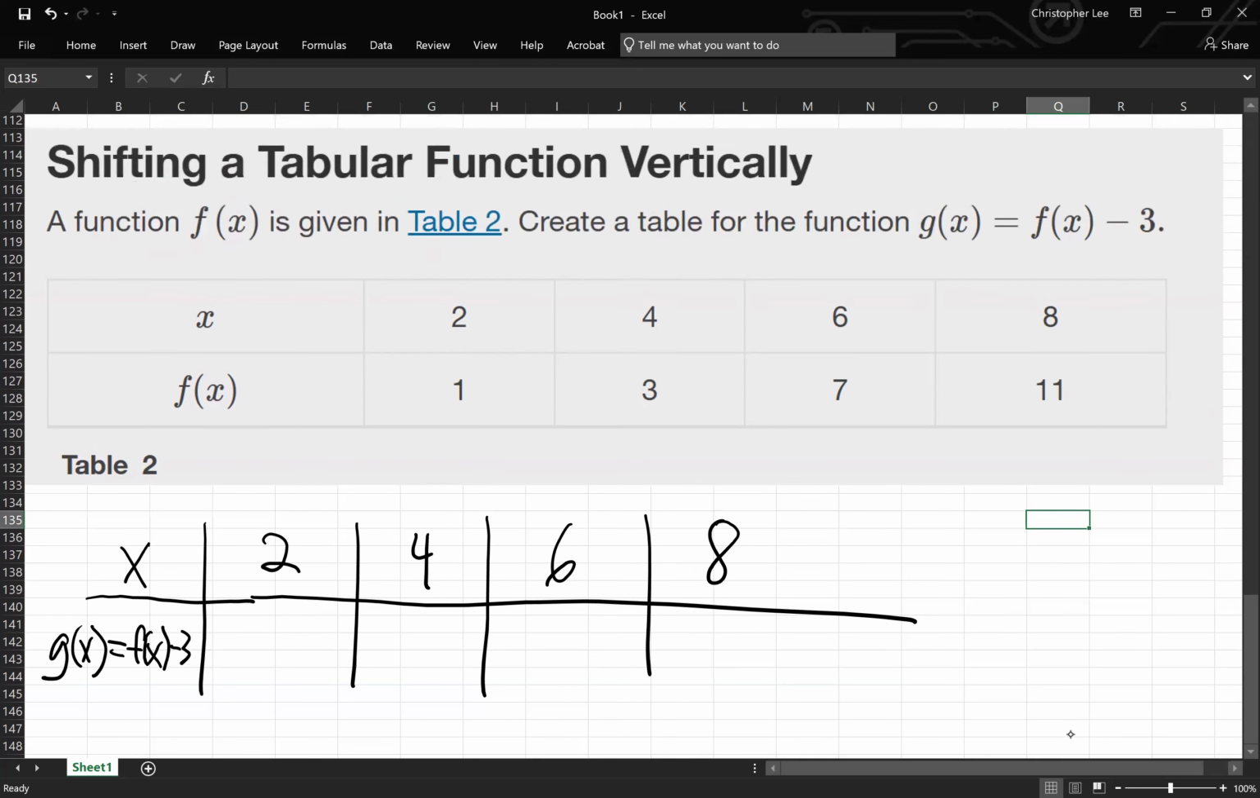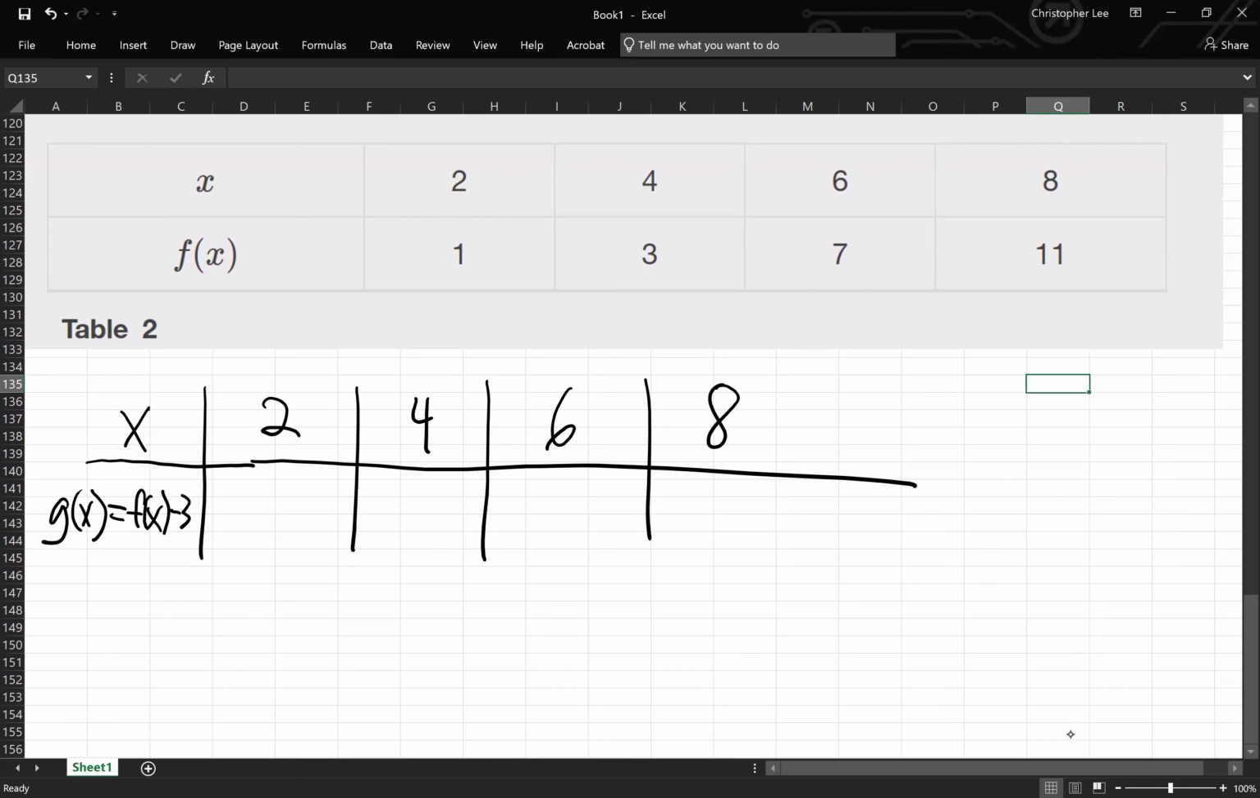Let me just verify that. Yep, f of x minus 3, right? So what I'm going to do, I'm going to take all my answers for f of x and subtract 3 from them. So let me do it real quick. 1 minus 3. Oh, y'all got to help me. I'm bad at math. This 1 minus 3. -2. Thank you. 3 minus 3. Oh, that's the hard one right there. What's that? 0. Very good. 7 minus 3. What's that? 4. Good. And then 11 minus 3. What's that? 8. Very good. So that's my new g of x.